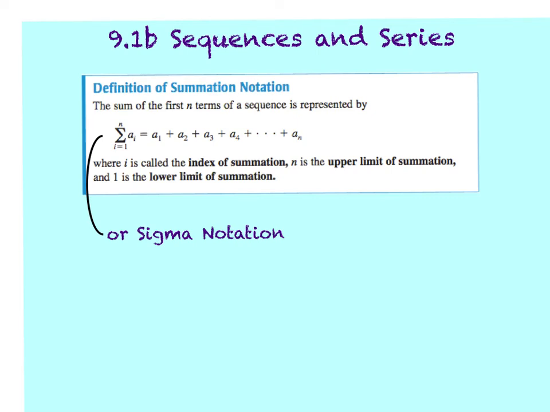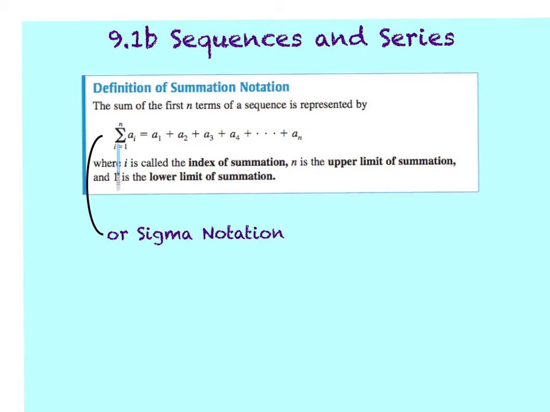9.1b, sequences and series. So what we're going to be talking about is summation notation. All right. So we need to talk about the notation of this. This I is called the index of summation. Usually it's an I or an N or a K. It's usually those three. I prefer N. However, you'll see I and K as well.